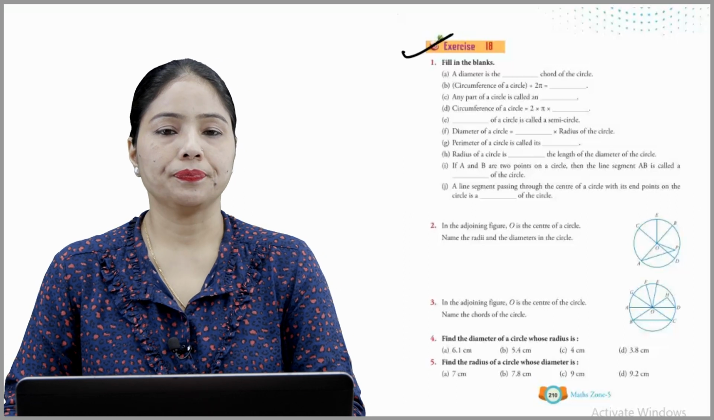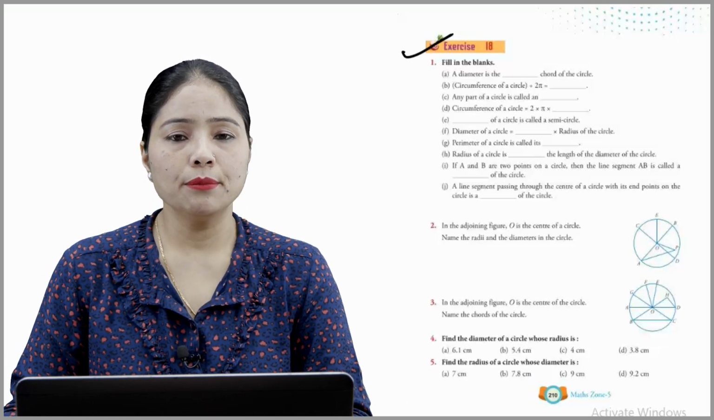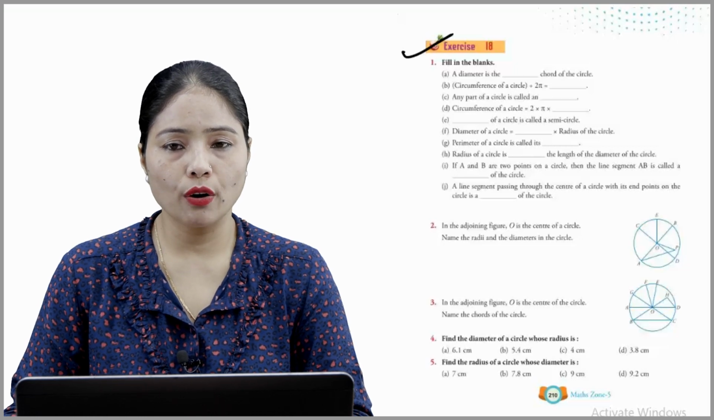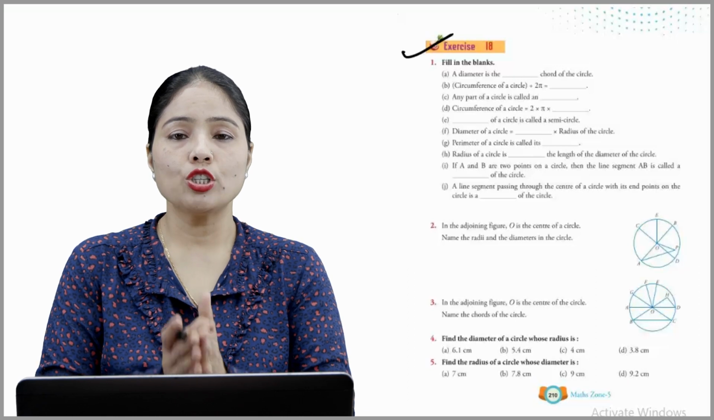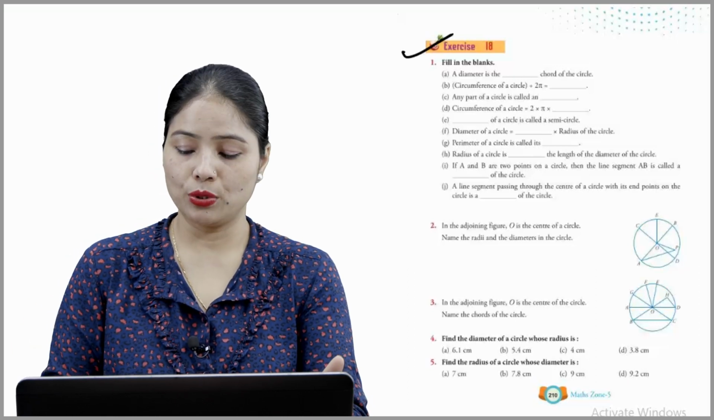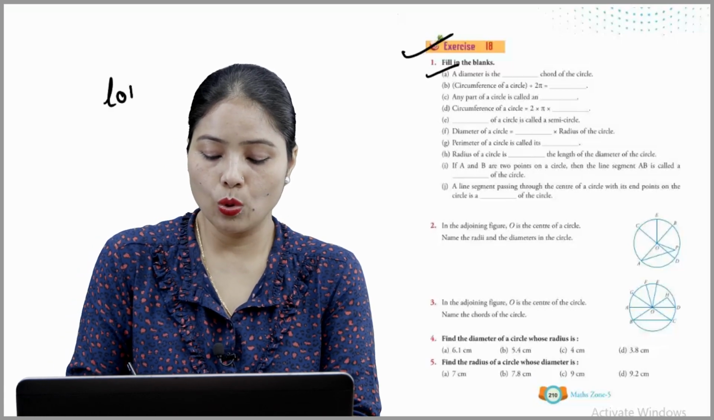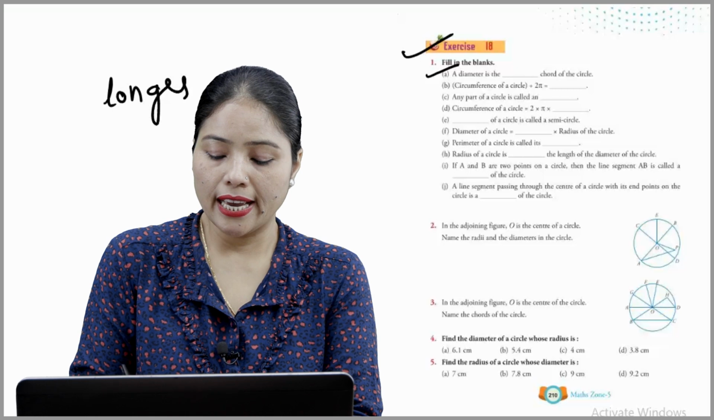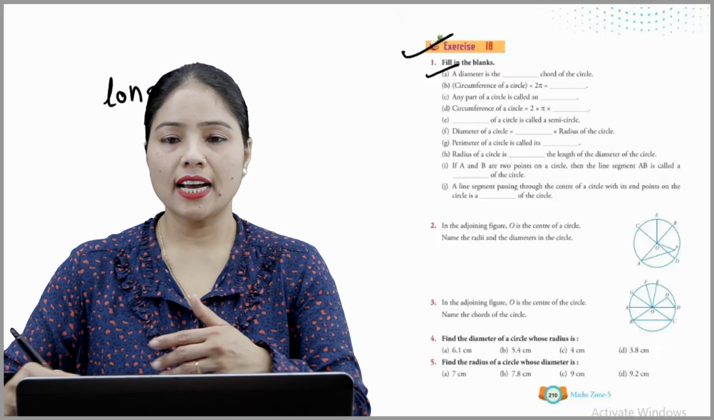Exercise 18. Filling the blanks. First one is, a diameter is the dash chord of the circle. एक हमारा circle है, उसका जो diameter होता है वो क्या होता है, हमारा longest chord होता है. So write it longest. L-O-N-G-E-S-T, longest.